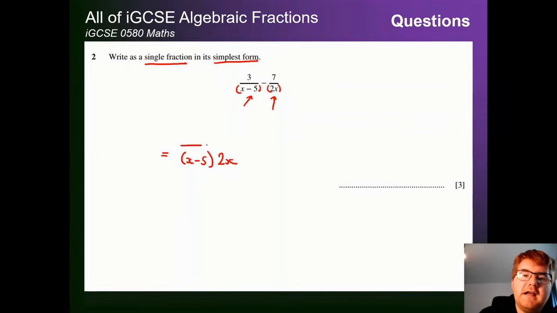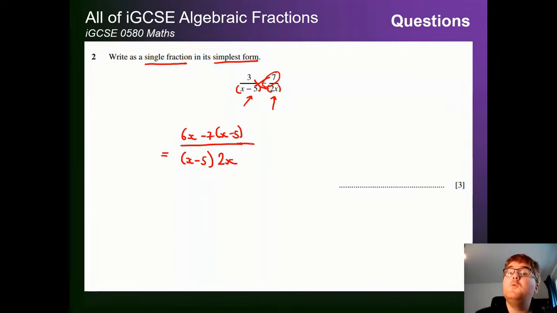Now, how do we work out what goes in the numerator? We essentially do an idea of cross multiply. So we do a 2x times 3 here and an x minus 5 times minus 7. Notice sometimes it's called the butterfly method, this idea of multiplying crossways to work out what goes in the numerator. So we have a 3 times 2x, that gives us 6x, and then we have a minus 7, be very careful, there's a minus here, times x minus 5.